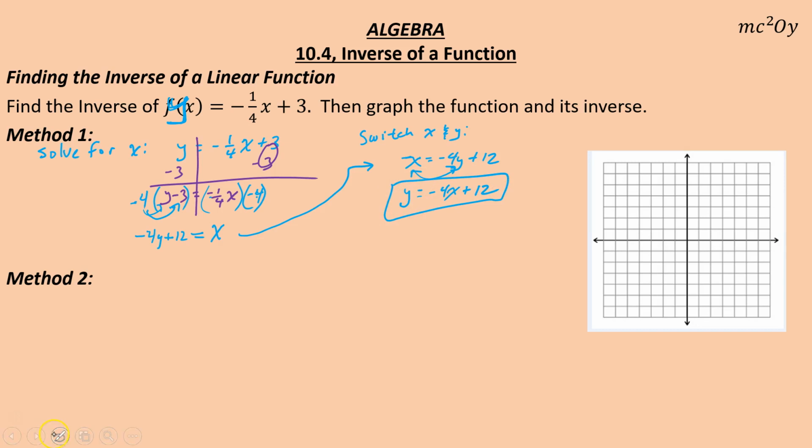Now it says graph the function and its inverse. So let's graph this function first, y equals negative 1/4 x plus 3. I'm going to just use slope-intercept form: y-intercept and slope. So we go down 1 over 1, 2, 3, and 4. Up 1, 1, 2, 3, and 4. Very good. We have our function f here. Go ahead and draw our line. There is f.